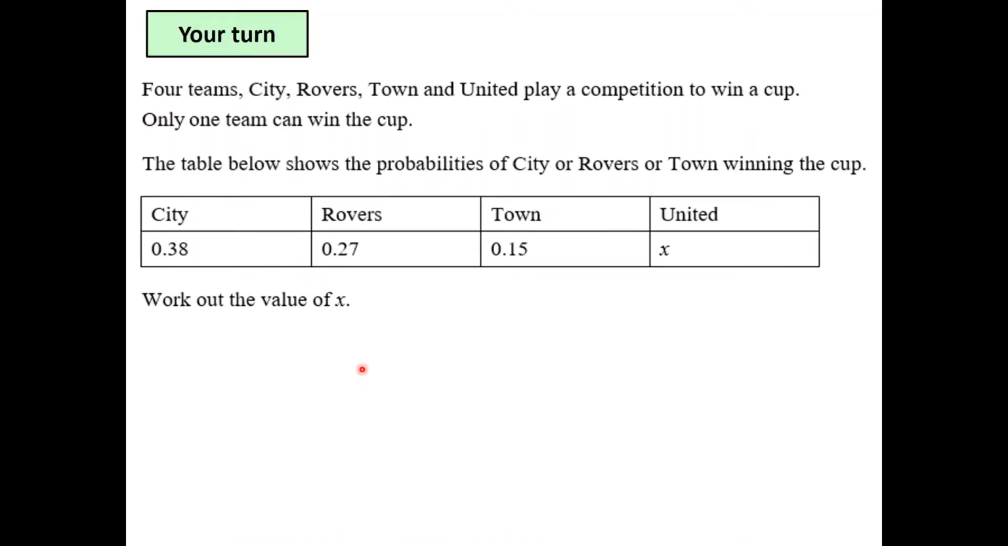Here is a question for you to try. I'm going to ask you to pause the video now, work out the answer, and I'll reveal it in a second. Okay, answer is 0.2. The reason that the answer is 0.2 is because these 4 boxes have to add up to make 1, because it says 4 teams are playing to win the cup. Only one of them can win. So one of these teams has to win. What's the probability it's United? Well, it's 0.2 because it's got to add up to 1 or 100%, as one of these teams is going to win.